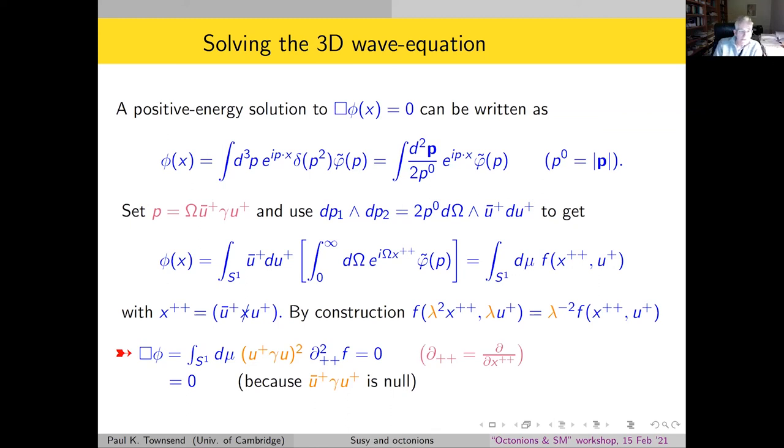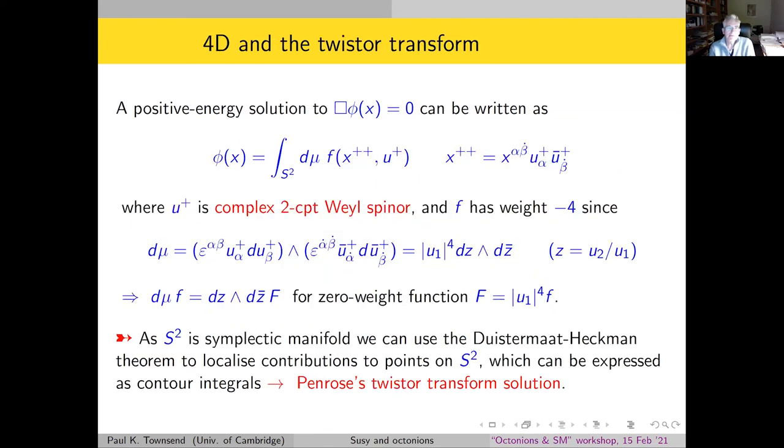Okay, so now that's a straightforward way of solving the three-dimensional equation, and you see that you basically get it in precisely the form that we've been heading towards previously. Let's do the same for four dimensions.